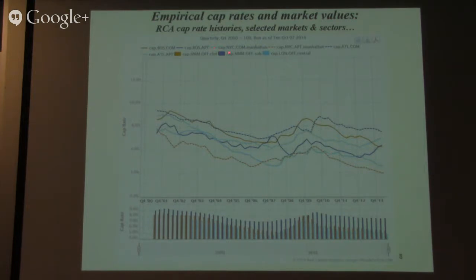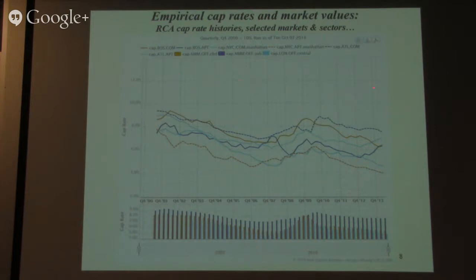Then the pale blue line is Manhattan commercial, and the dashed orange line is Manhattan apartments. And these are really low cap rates. Especially the Manhattan apartments are like the lowest, and they're down all the way down to 4%.